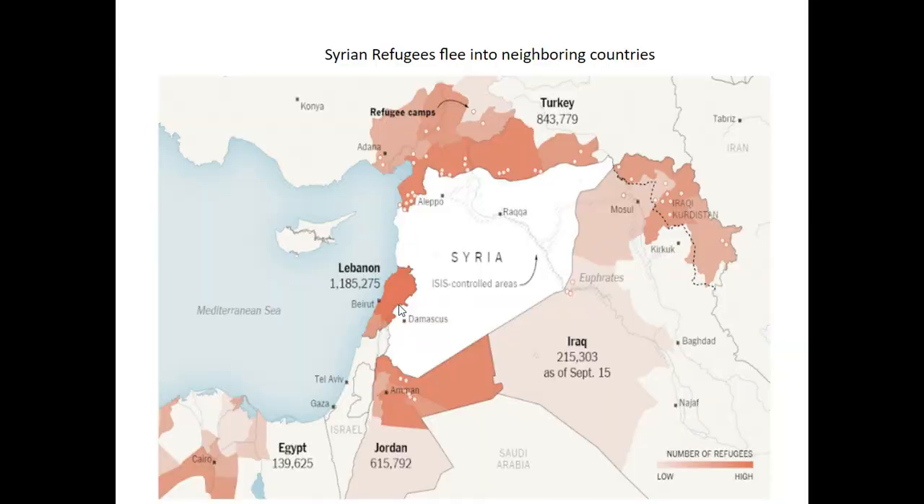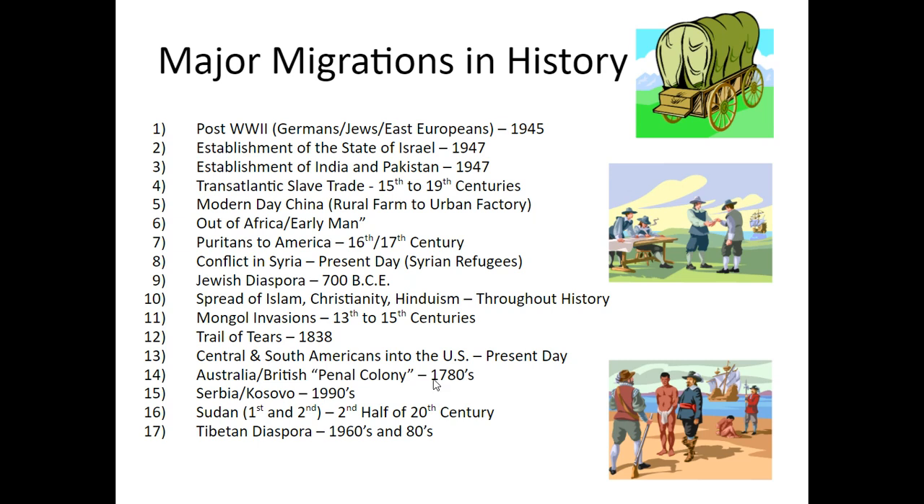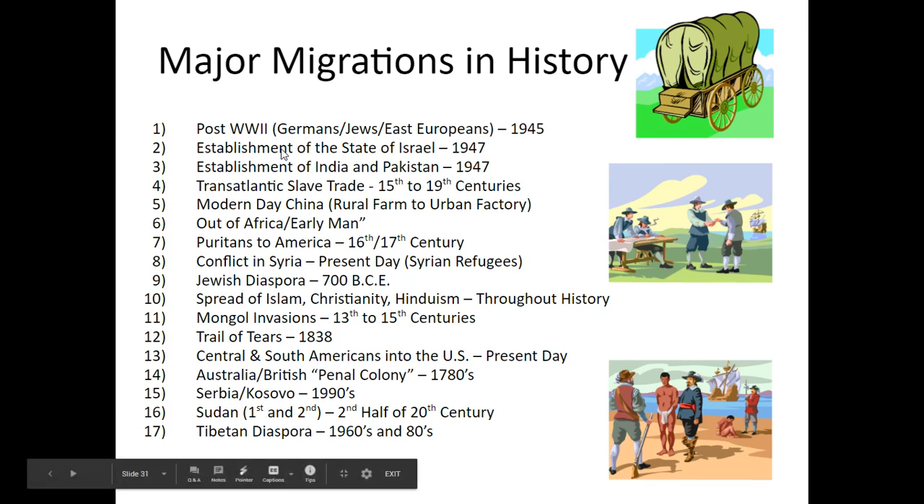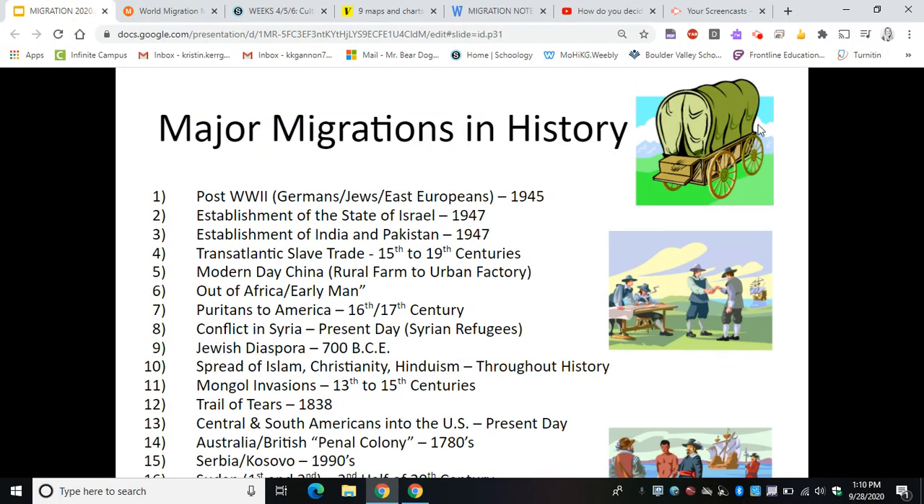Here's some more maps I had of the Syrians trying to escape. Like, can't really go here, you can't go here, you can't go here. It's tough stuff. And then the last slide here is just what are some major migrations in history for the world. And the United States is definitely a country that's based on immigration and a history of moving, because even our colonists came here from another country. All right, I think I'm done.